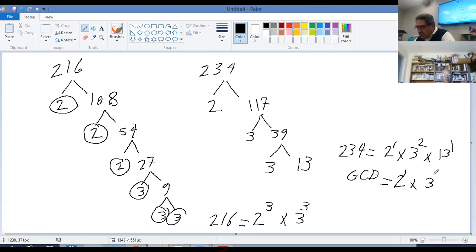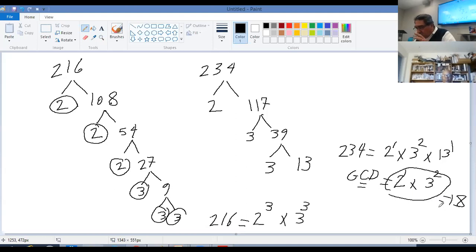Which one has the lesser exponent? 2, 3, 4. Shall I put 13? No, because it's not in both of them. We want the greatest common divisor. So the answer would be 18. 2 times 3 times 3 is equal to 18.